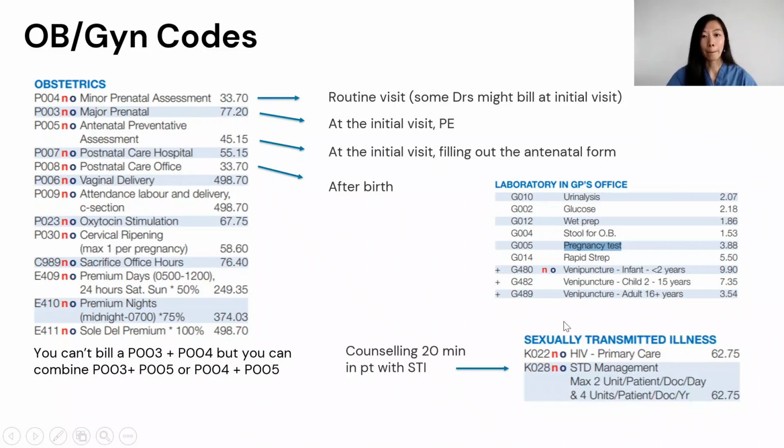And the other OHIP code you might encounter is the STI codes. So if you have a patient who has tested positive for STIs, and you want to bring them in to let them know that they have chlamydia, for example, and you want to counsel them about informing their partners and what the next step is, putting on a condom, those kinds of things. If you're spending 20 minutes counseling your STI patient, you can bill the K028 for that, if they have been diagnosed with an STI, that is.